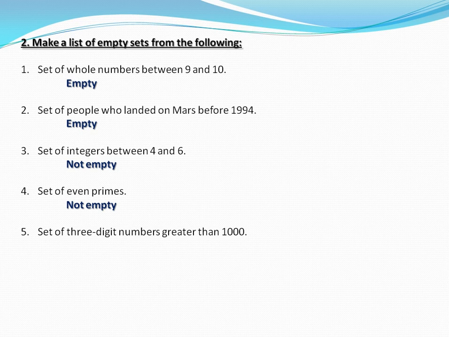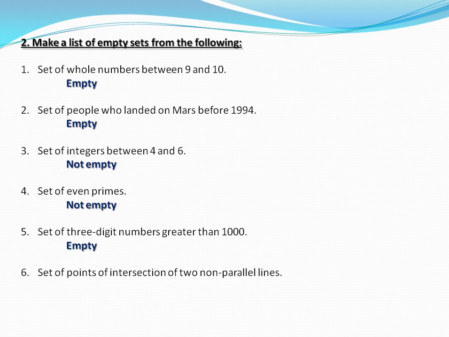The set of 3-digit numbers greater than 1000: is there any 3-digit value greater than 1000? No, so it's an empty set. Number 6: the set of points of intersection of two non-parallel lines is not empty.